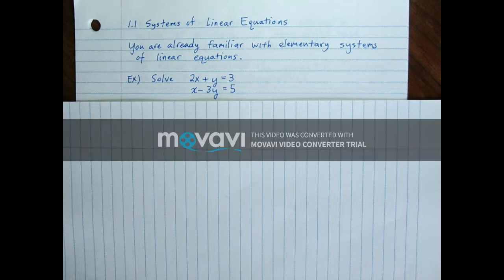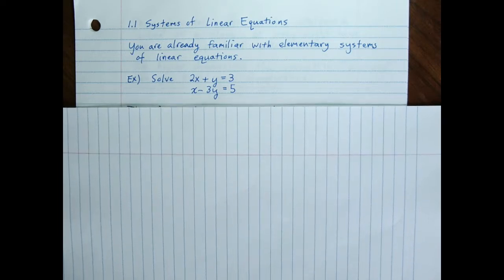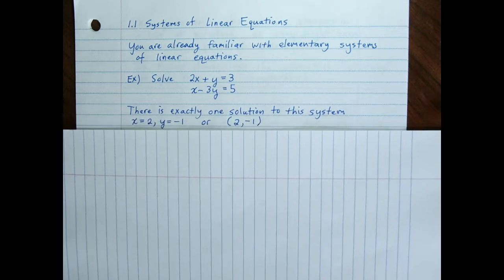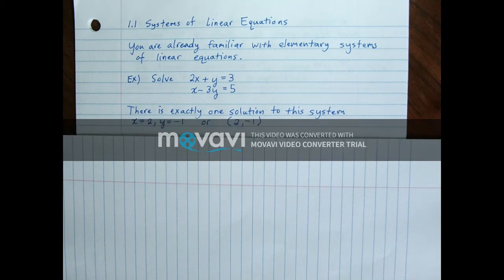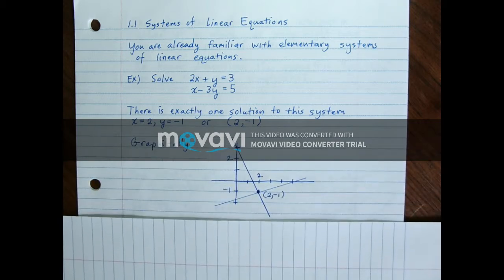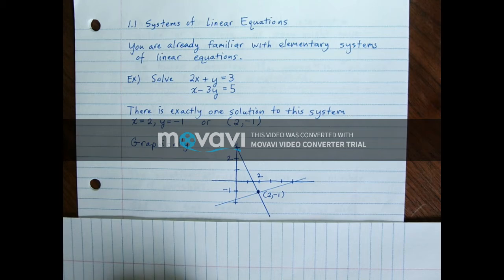1.1 Systems of Linear Equations. You are already familiar with elementary systems of linear equations. Here's a very simple example from beginning algebra. 2x plus y equals 3, x minus 3y equals 5. You know how to solve a system of this type. There's exactly one solution to this system, x equals 2, y equals negative 1, and you are all very familiar with the graphical interpretation of this system where each of the two equations has a graph that's a straight line, and the solution is the point of intersection of those two straight lines.